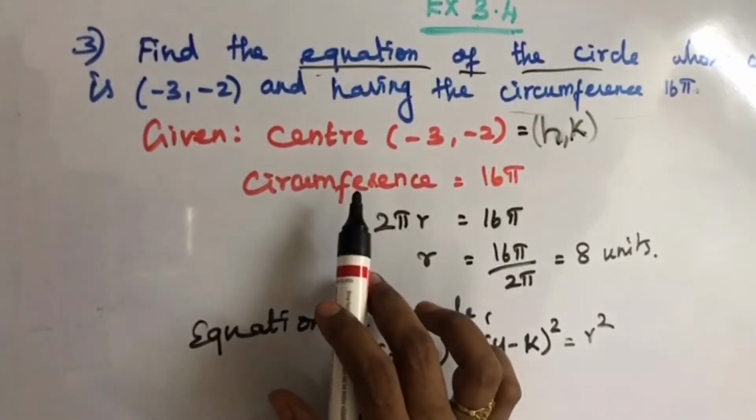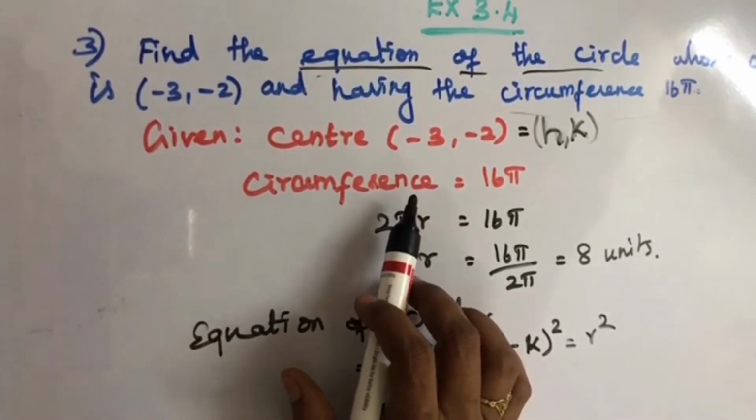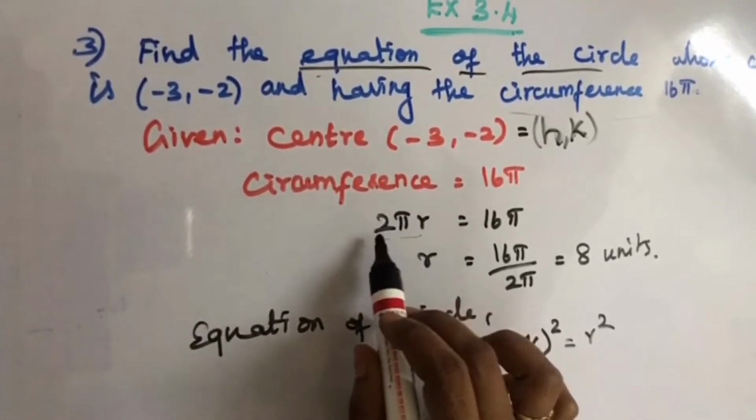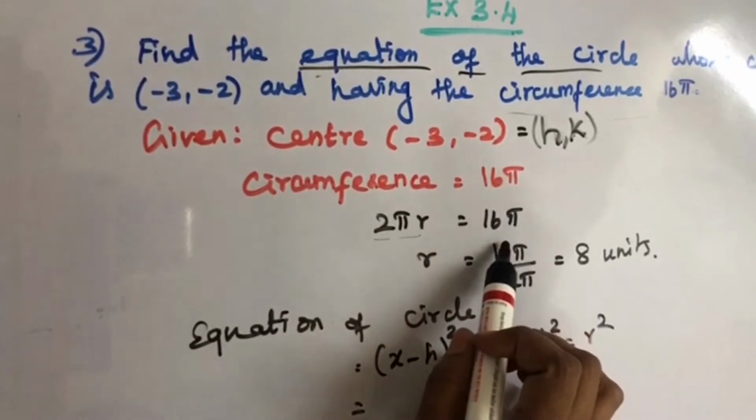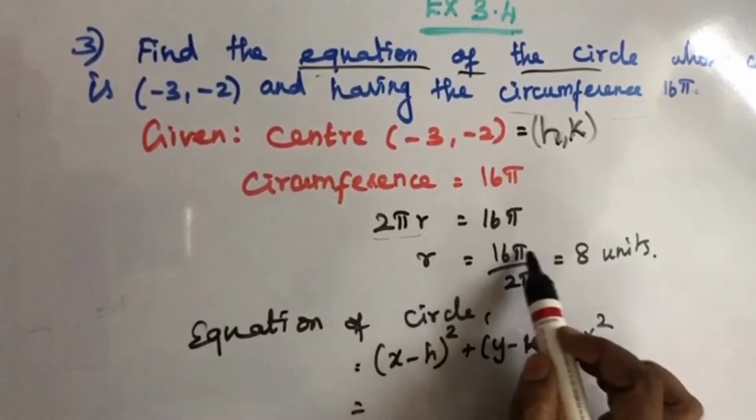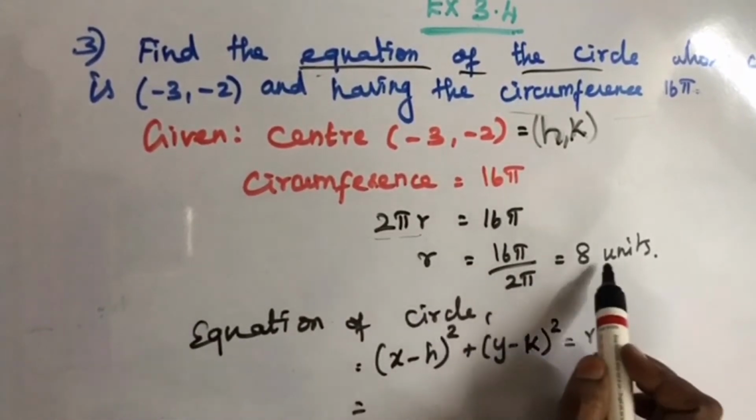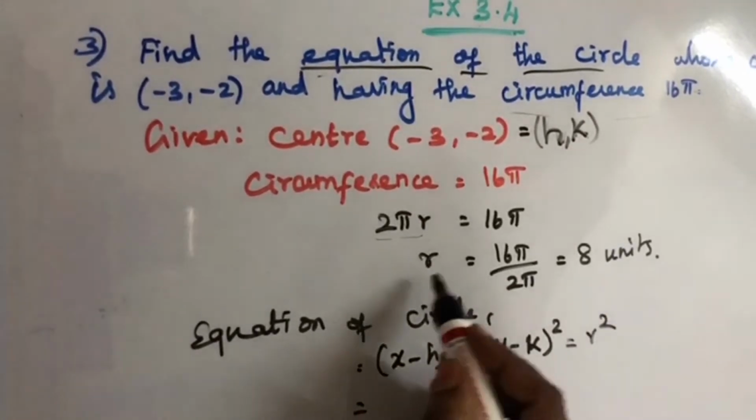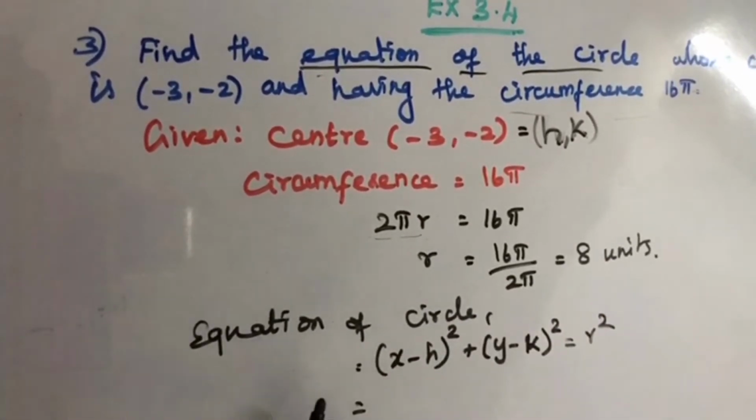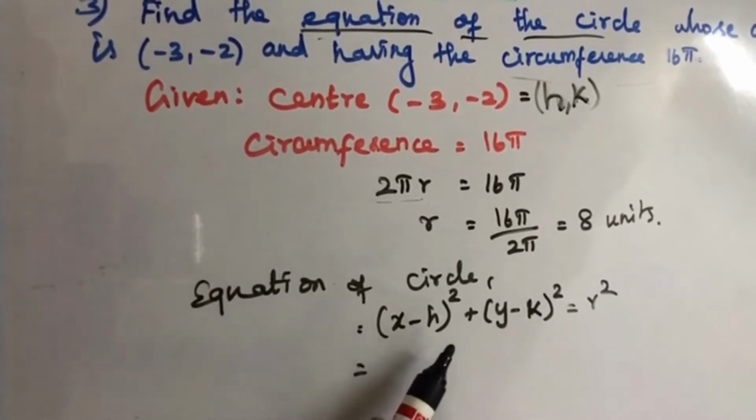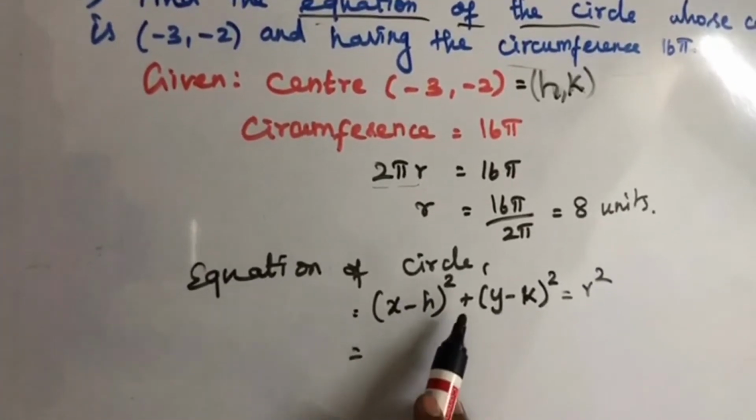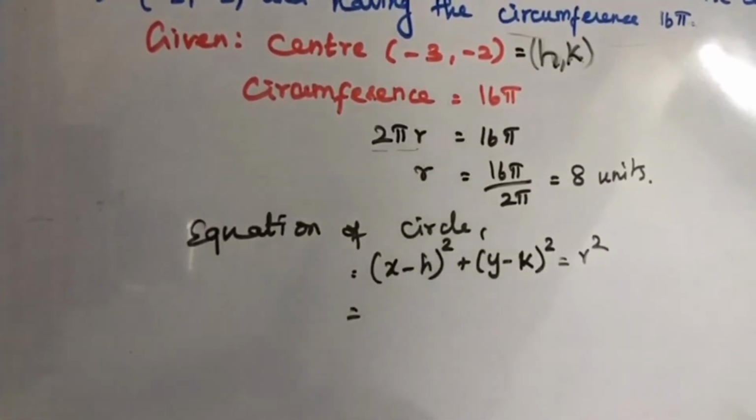What is the formula to calculate the circumference of the circle? It is 2 pi r. So 2 pi r is equal to 16 pi. So r is equal to 16 pi divided by 2 pi. So we get 8 units. r is equal to 8 units. What is the equation of the circle? x minus h the whole square plus y minus k the whole square is equal to r square.